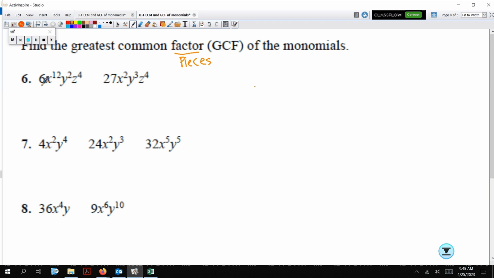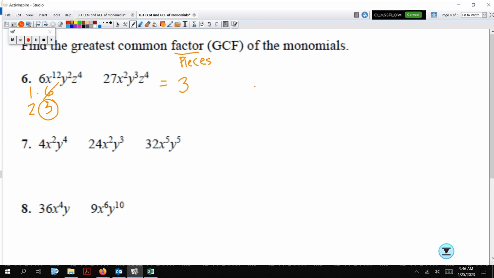So 6 does not go into 27, so we can write out the factors of 6. 1 and 6 and 2 times 3. Well, we already know 6 does not go into 27. Does 3 go into 27? Yes, it does. So that is my greatest common factor for 6 and 27.